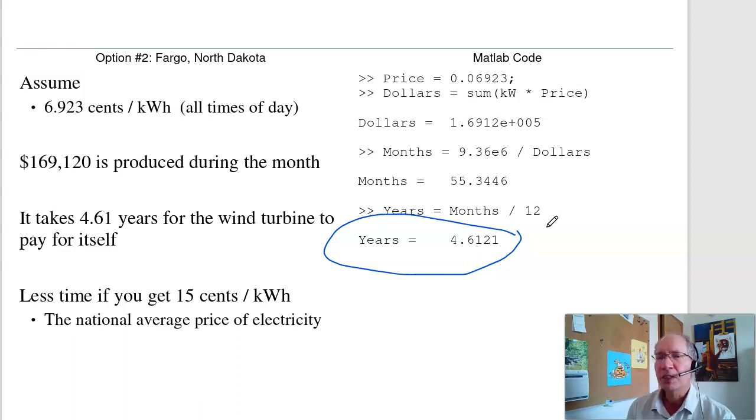If you live elsewhere in the country, electricity averages 15 cents a kilowatt hour, much higher in California. So if you live elsewhere where you get more for your electricity, then it's an even better investment.